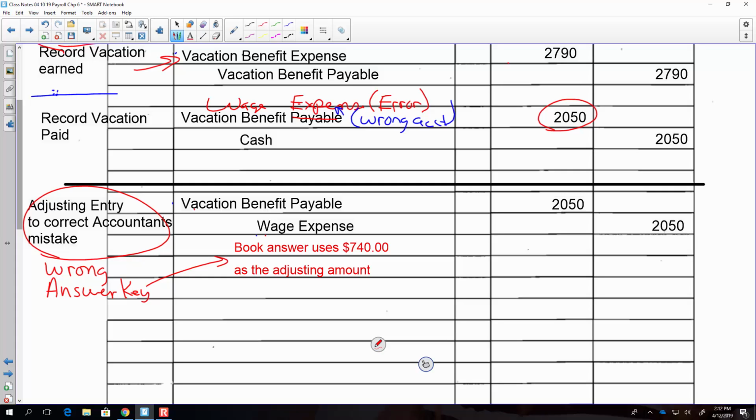They've used 740. So just be aware that if you have questions on that particular error, or this video doesn't explain it very well, just let me know. But in my mind, if I use the wrong account here, don't I have to correct it with the full amount down here? And that's what I'm actually doing. The book says it should only be 740, which is incorrect. That's just the difference between 2,790 and 2,050. So keep that in mind. Let me know if you have any questions on that. I can certainly give you some guidance.